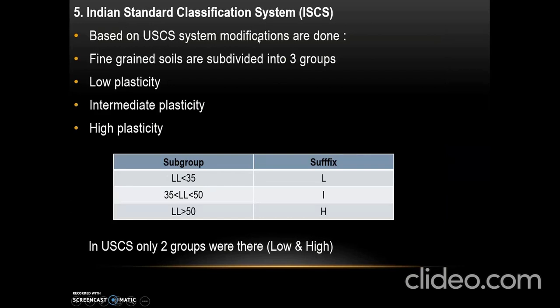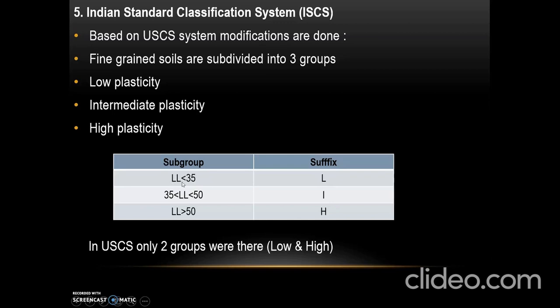Based on the USCS system, modifications are done. So we already have seen the modifications which were done in the Indian standard classification system according to USCS. Fine grained soils are subdivided into three groups, that is low plasticity, intermediate plasticity and high plasticity. So in the previous slide we saw that there were three suffixes being used, that is L, I and H. But in the USCS system, we had seen that only two suffixes were used, that is L and H.